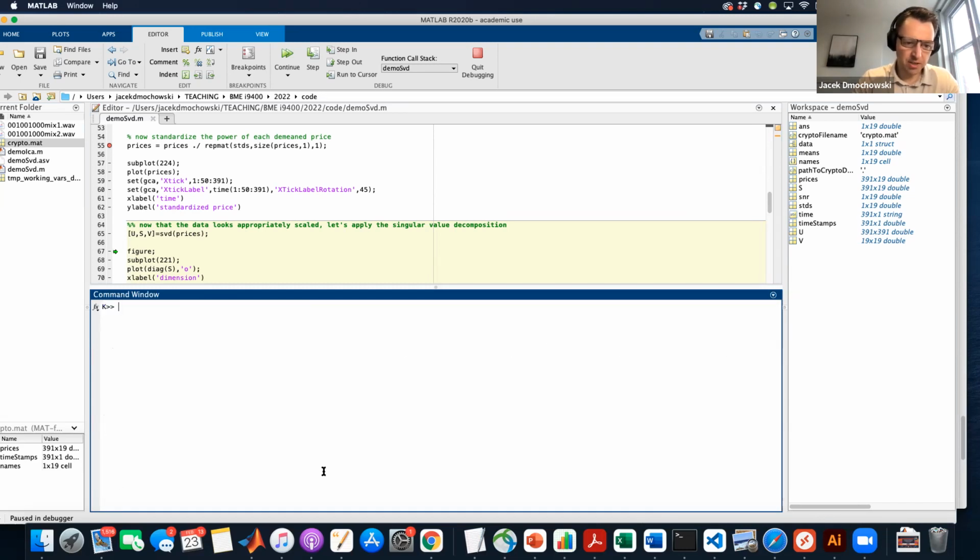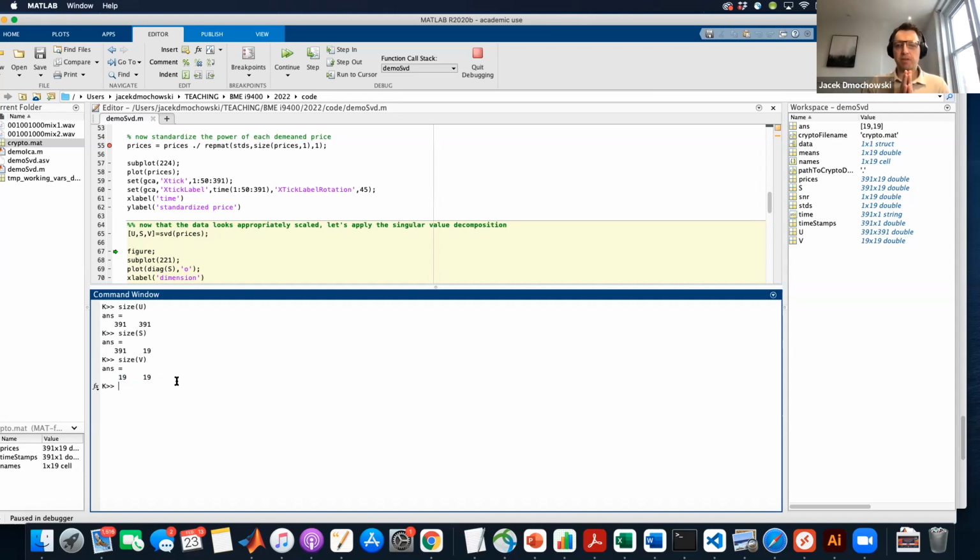The first thing I'm going to do is look at the size of my 3 outputs. So U is a square matrix, has 391 rows and 391 columns. S is going to have 391 rows, 19 columns, and it's going to be diagonal, as I'll show you in a second. And V is going to be 19 by 19.